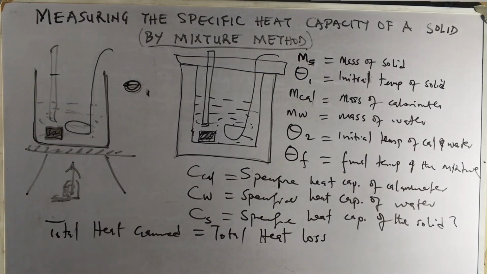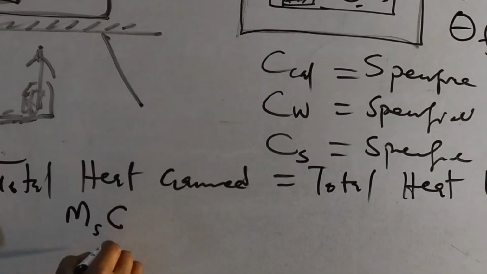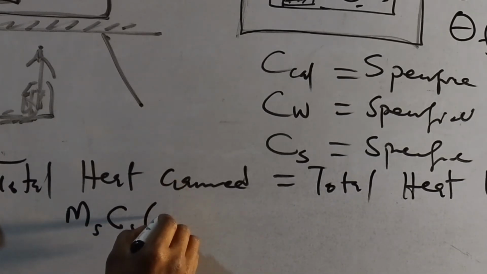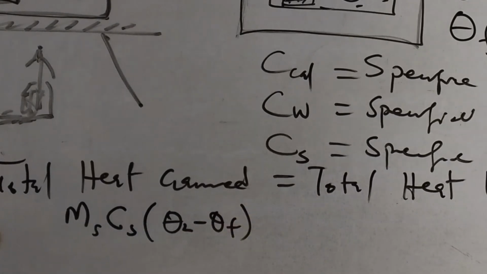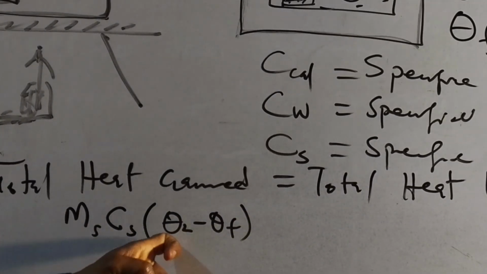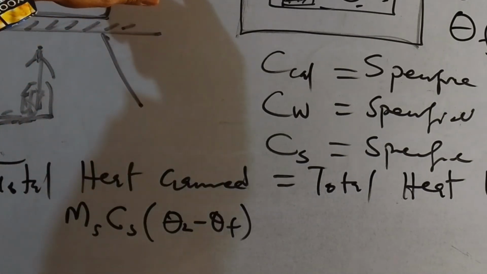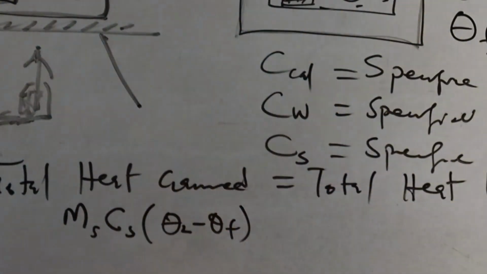So total heat loss, using the formula for specific heat capacity, is the mass of the solid, times the specific heat capacity of the solid, times the change in temperature, which is theta 1 minus theta F, because it has the higher temperature, so it is losing heat. It lost its heat to reach the final temperature of the mixture.